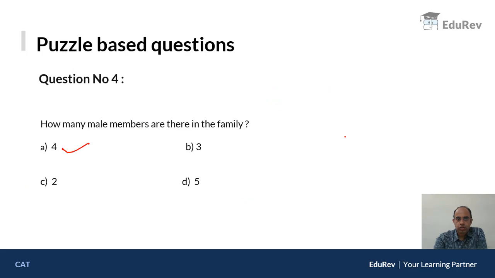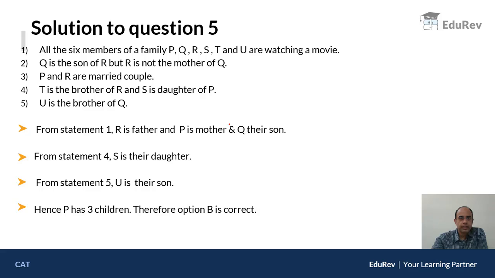She has got three children. Therefore, I can say P has got three children. The same thing I've written on the slide. From statement 1, R is the father and P is the mother, and Q their son. S is their daughter and U is their son. Therefore, Q, S and U, three children P has got, which is option B. Hence, option B is the correct answer.